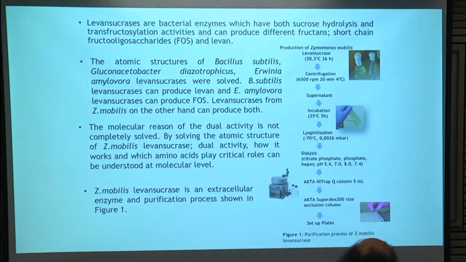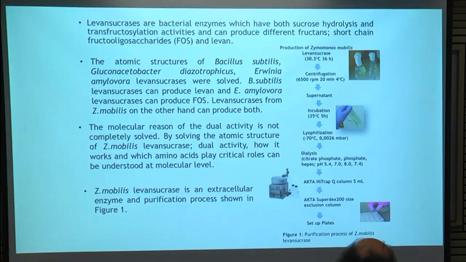Then I purified it. You can see my purification process. It was really hard to purify because it's wild type. I just tried so many conditions. I changed everything by time. Then after purification, I made some experiments to prove this dual activity. It can produce levan and fructose. Is it true or not for my enzyme? Then I proved it. It has dual activity.